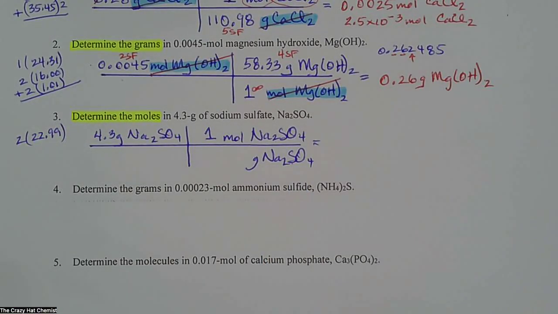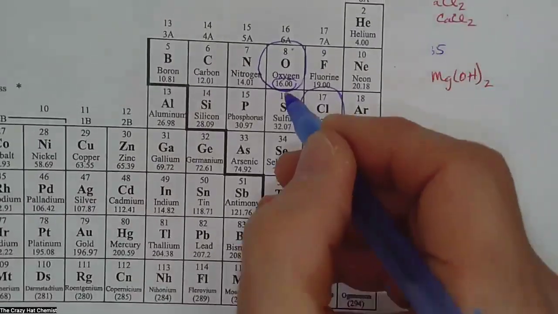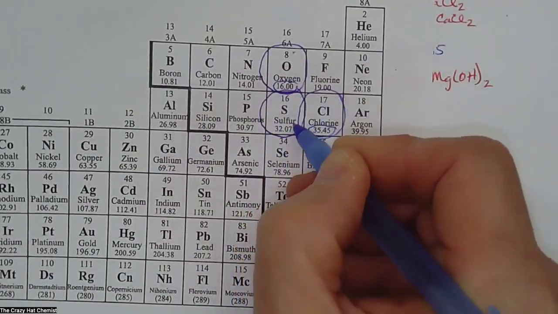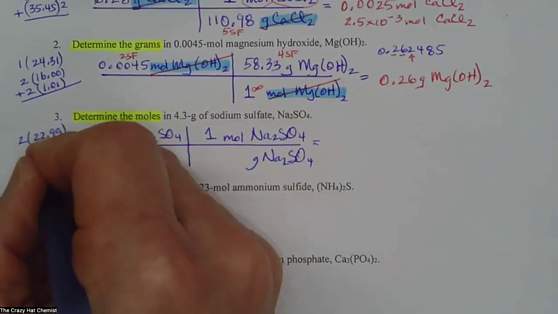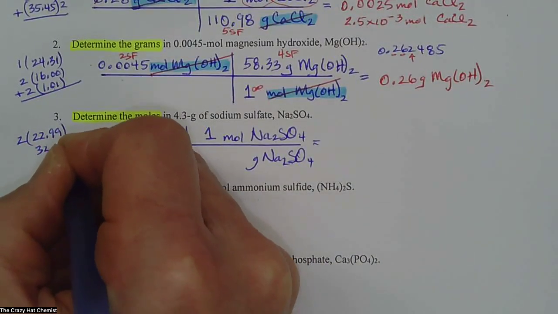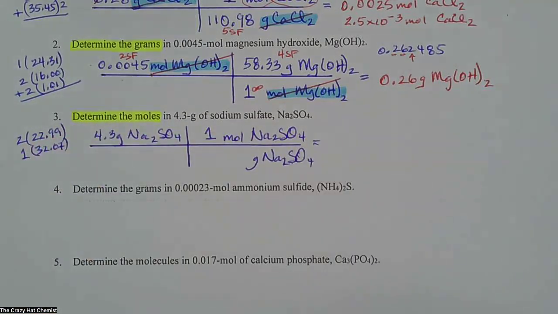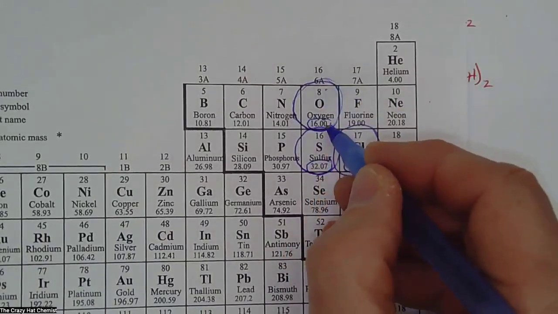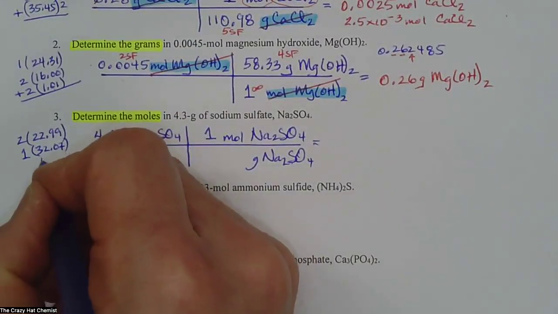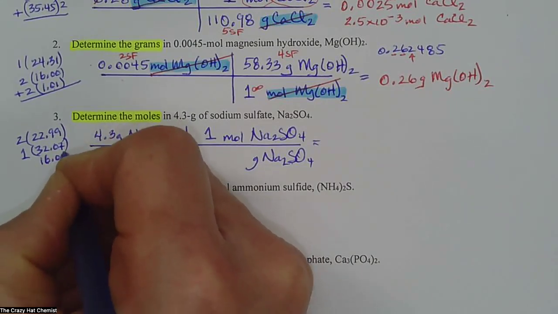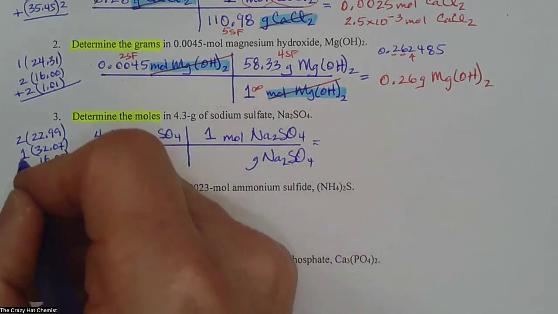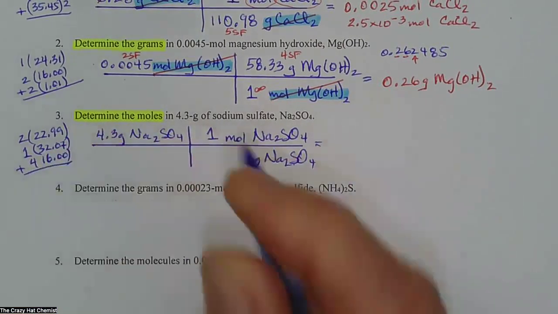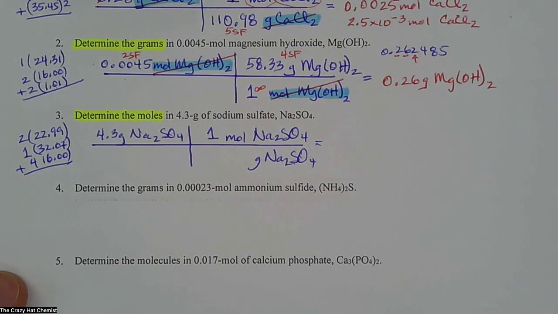Then there's one sulfur. That is atomic number 16, and that has a mass of 32.07. How many sulfurs are in this formula? There's one. Then there's oxygen. Oxygen is atomic number 8. It's a molar mass of 16. And how many oxygens are in this formula? 4 oxygens in this formula. I'm going to take all these here, multiply them as is appropriate, and then add them up at the end. So it's 22.99 times 2.